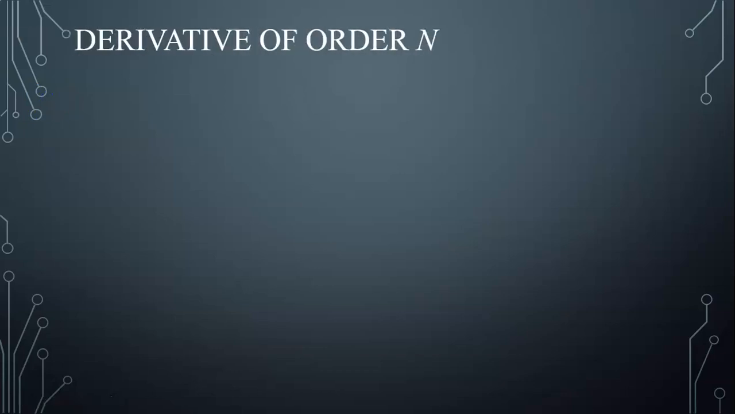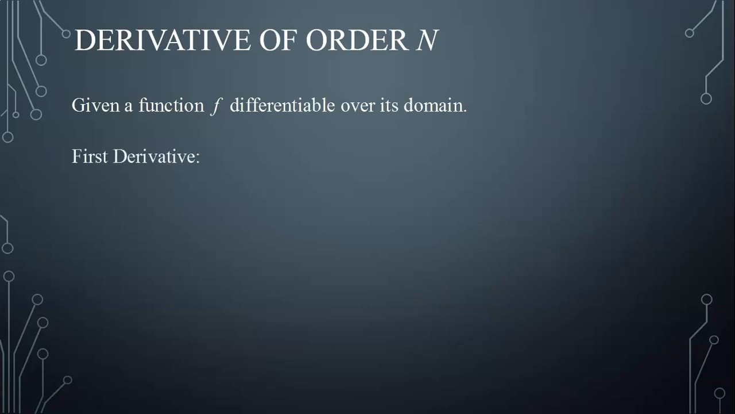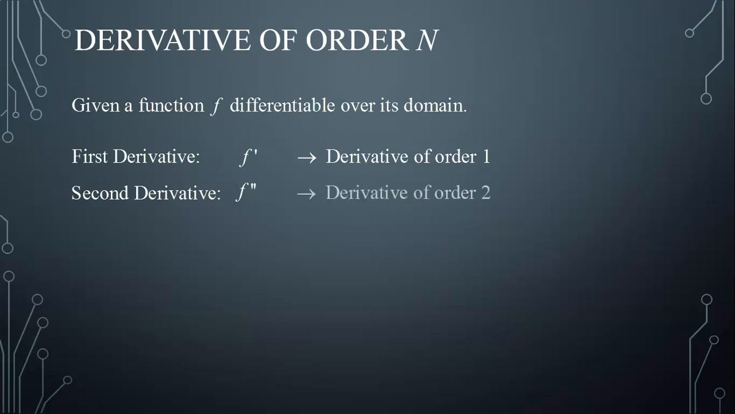In this lesson, we're going to discuss the derivative of order n of a function. Now, given a function f that is differentiable over its domain, the first derivative of the function f is denoted by f prime, which is the derivative of order 1, while the second derivative, which is the derivative of the first derivative, denoted by f double prime, is the derivative of order 2.